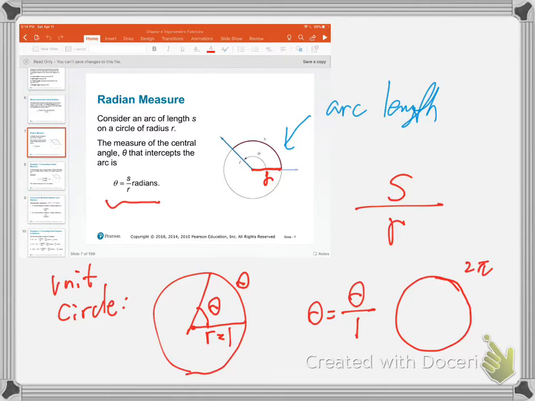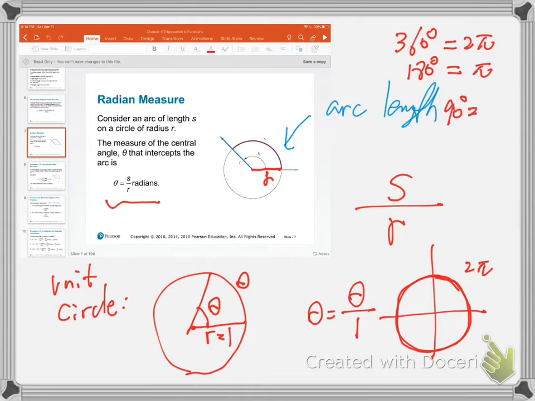That's why the radian measure for the whole circle is 2 pi, because the arc length is 2 pi. Half a circle, 2 pi divided by 2, is pi, and the right angle, divided by 2 again, is pi over 2. So from this picture, we know 360 degrees is 2 pi, 180 for half a circle is pi, and a right angle is pi over 2. So keep dividing by 2.